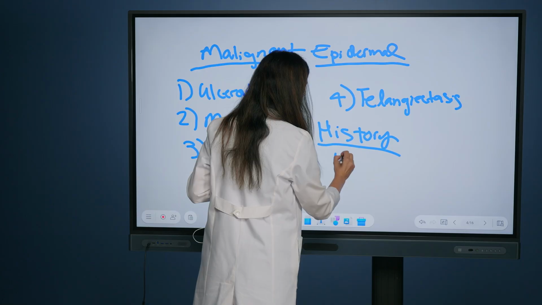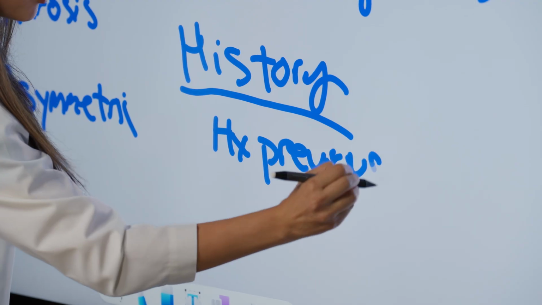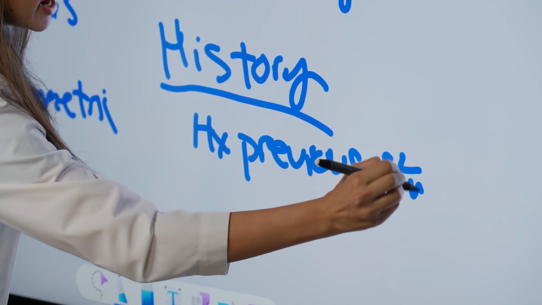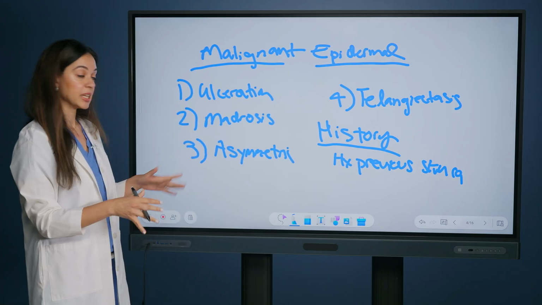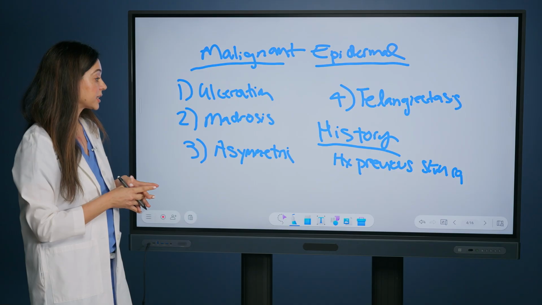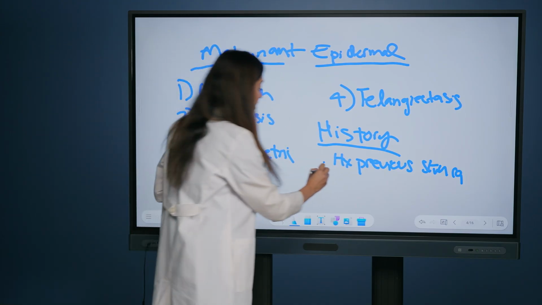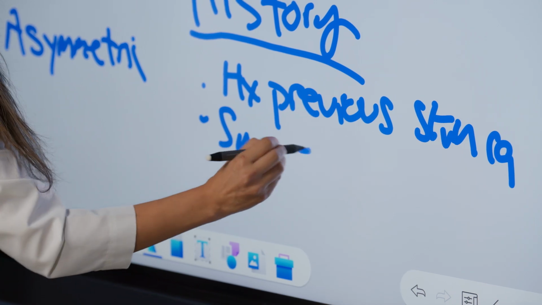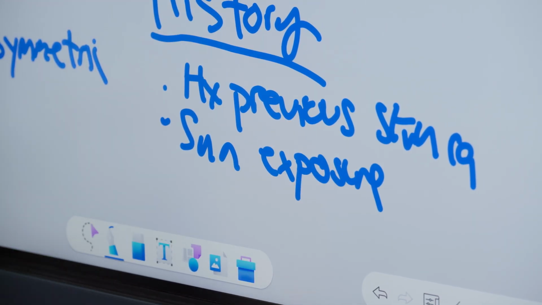Do they have a history of previous skin cancer? We know that if a patient has had one skin cancer, they are at higher risk for development of others. In general, any type of skin cancer, you definitely have a higher risk. In addition, did these patients have a lot of sun exposure in their younger years where they could have that UV damage, which we know is a risk factor?